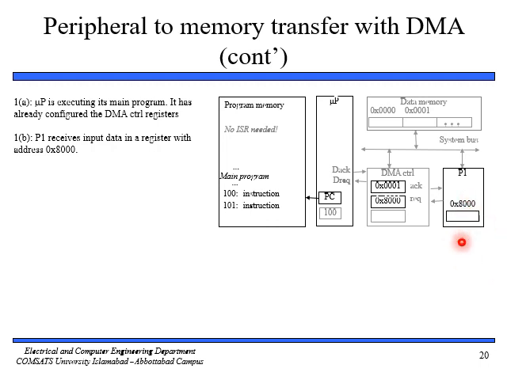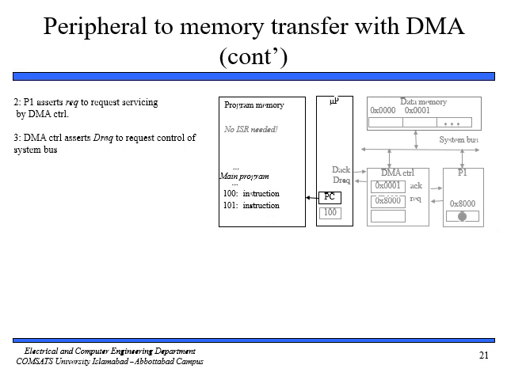This P1 receives input data in the register with address 0x8000. So you can see here the data is coming. So data is here. In the next cycle, P1 asserts a request for servicing by DMA. So we can see here, this is the request asserted by P1 to DMA. DMA control asserts the request.